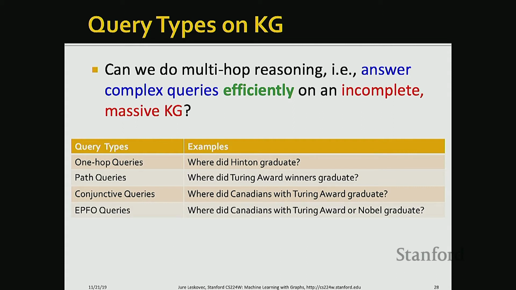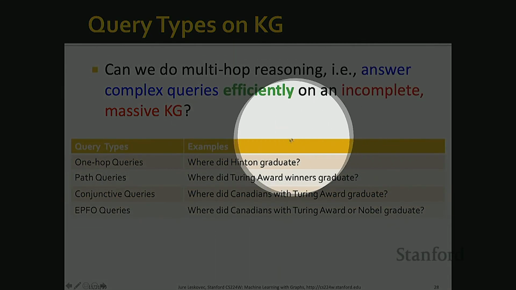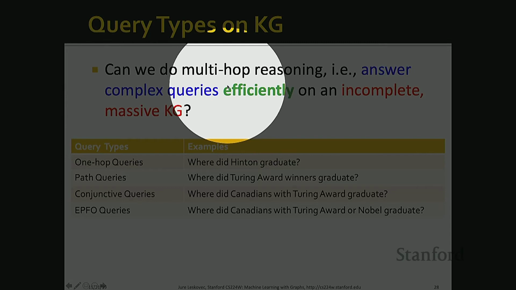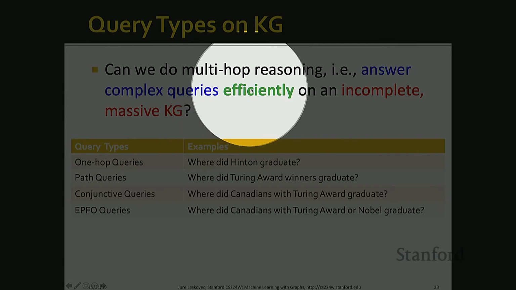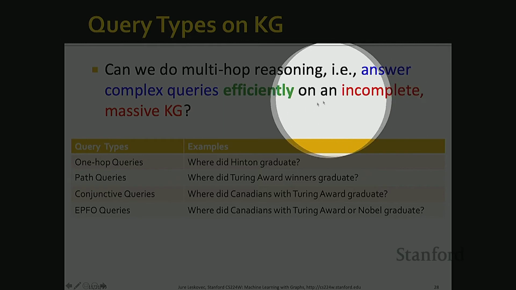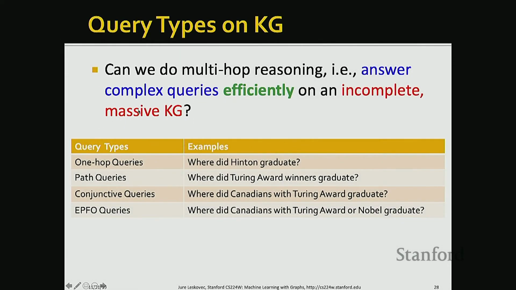Okay. So first, we're going to be talking about one-hop queries, and what we want is not only that we can answer them efficiently. We don't want something that takes minutes to run on a large knowledge graph, because as we said before, search engines are using this, so we have to answer in a matter of milliseconds. But we also want to make sure that they work on incomplete massive knowledge graphs. That's why we cared about the completion task before.